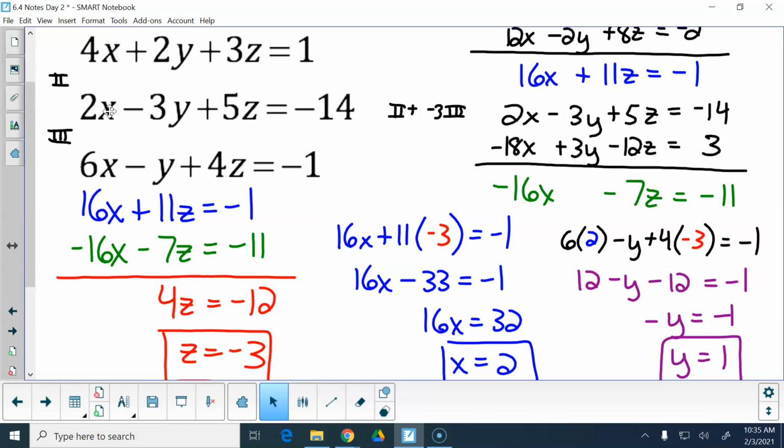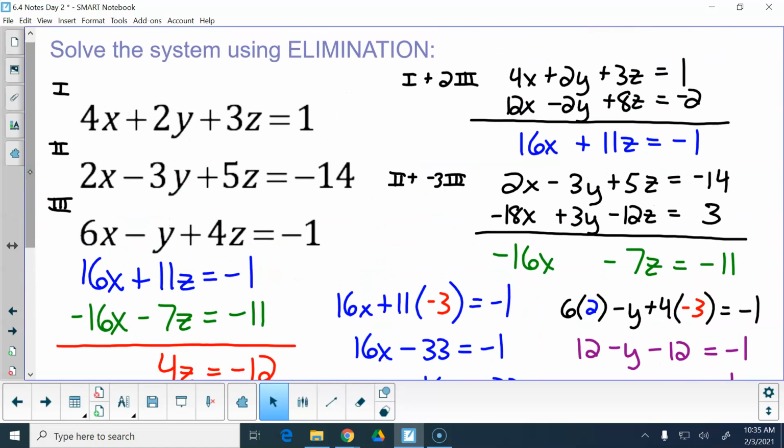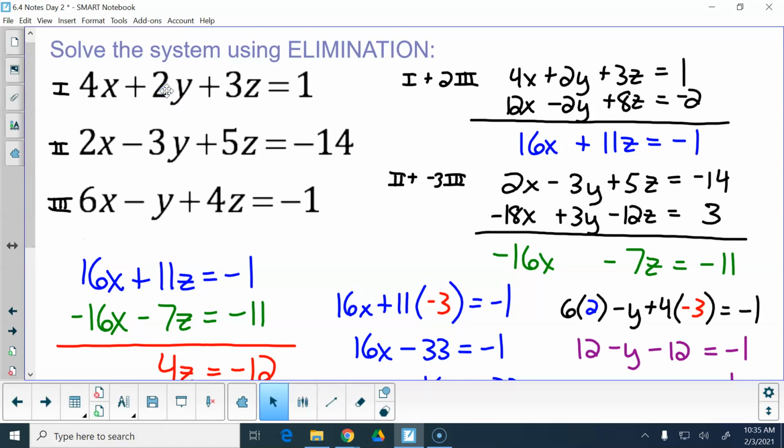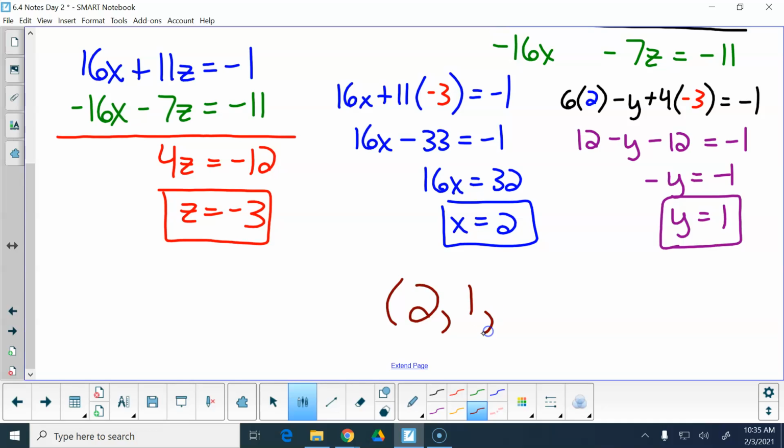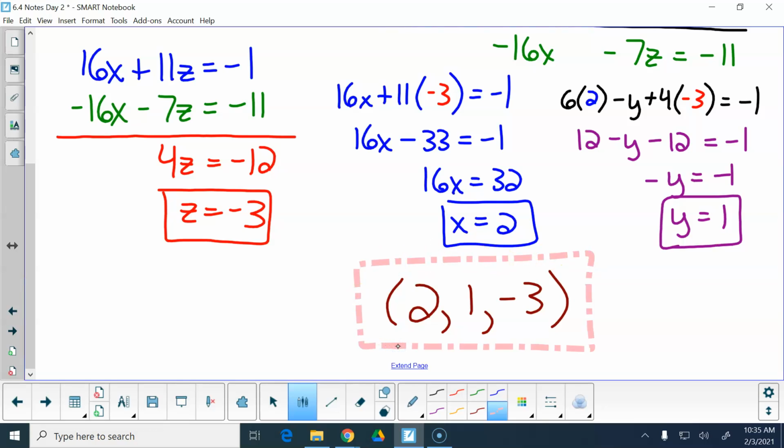Checks. 2 times 2 is 4. Minus 3 is 1. Minus 15 is negative 14. Checks. 6 times 2 is 12. Minus 1 is 11. Minus 12 is negative 1. Checks. So it all checks out. So I get an answer here of 2, 1, negative 3. Yes?